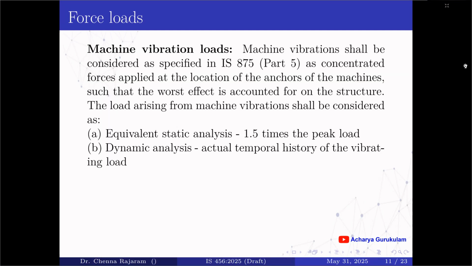Machine vibrations shall be considered as specified in IS 875 Part 5 as concentrated forces applied at the location of the anchors of the machines, such that the worst effect is accounted for on the structure. The load arising from machine vibrations shall be considered for equivalent static analysis as 1.5 times the peak load. For dynamic analysis, the actual temporal history of the vibration loads has to be considered.